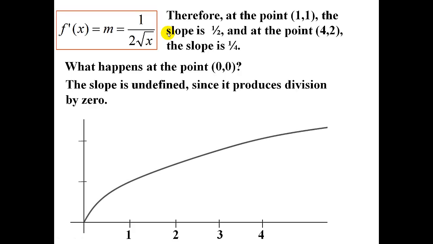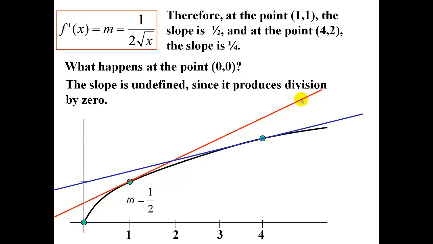Now let's look at the graph, and the calculus is going to be confirmed by the graph. At 0, 0, we have a vertical undefined slope. At 1, 1, we're going to see the slope as 1/2. And at 4, 2, the slope is going to be 1/4. And notice the further along we get to the right on that graph, the smaller the slope gets.